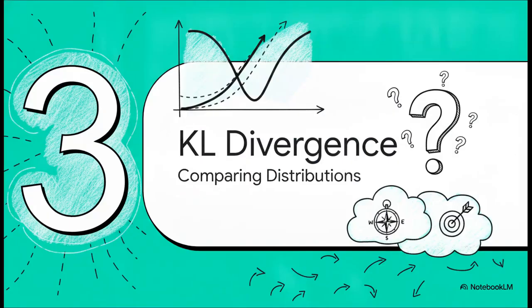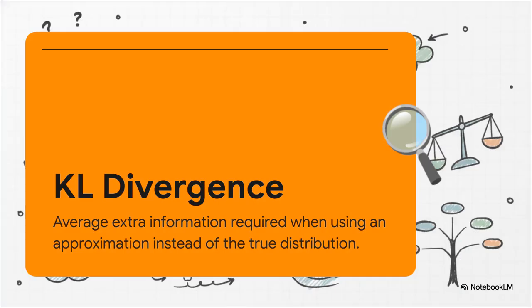Section 3. Comparing distributions with KL divergence. So, what happens when we don't actually know the true distribution of our data, and we try to use a shortcut or an approximation to describe the system? Well, when we approximate an unknown true distribution, let's call it P, by modeling it with a completely different distribution Q, we naturally lose efficiency.